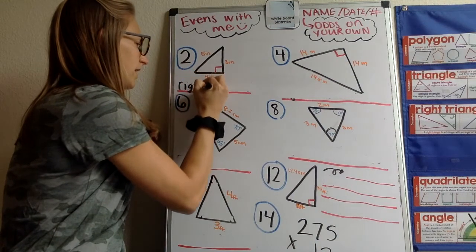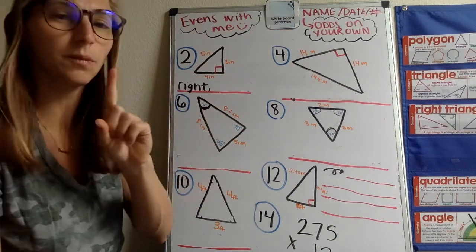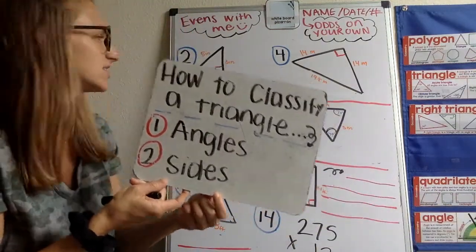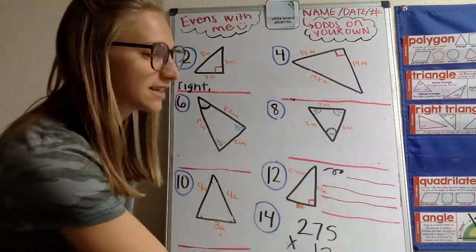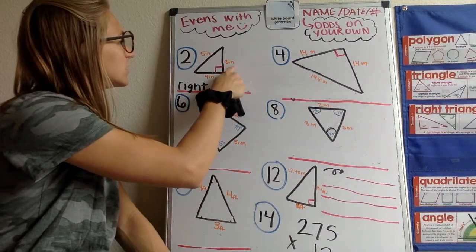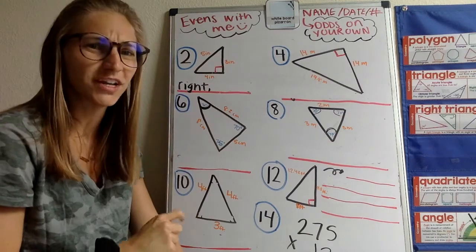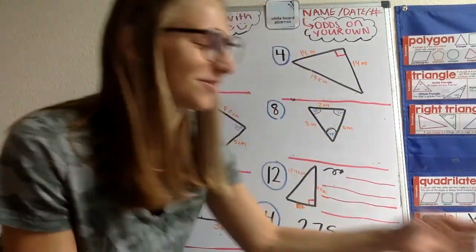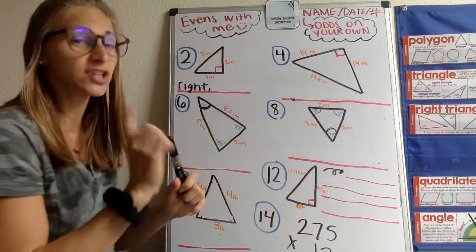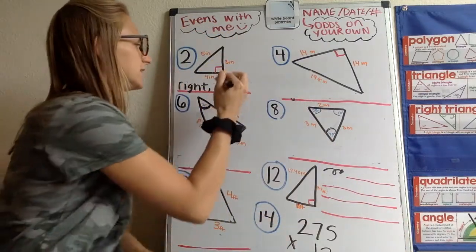Writing the word right, which means it's a right triangle, is only one way to classify the triangle. We also have to look at the sides. So we do know it's a right triangle, but now let's take a look at our sides. We have 4 inches, 3 inches, 5 inches. Are any of those equal? No. It's not even on the scale. It's a scalene. But it's not just a scalene, it's a right scalene.